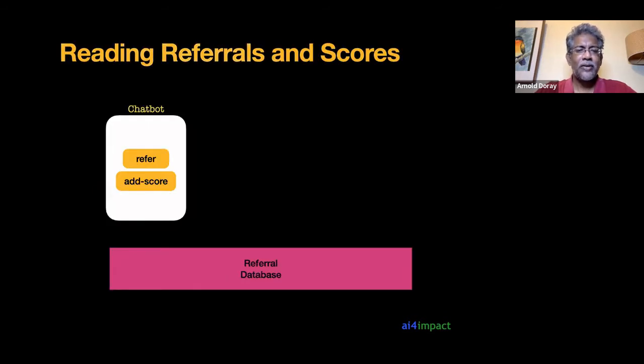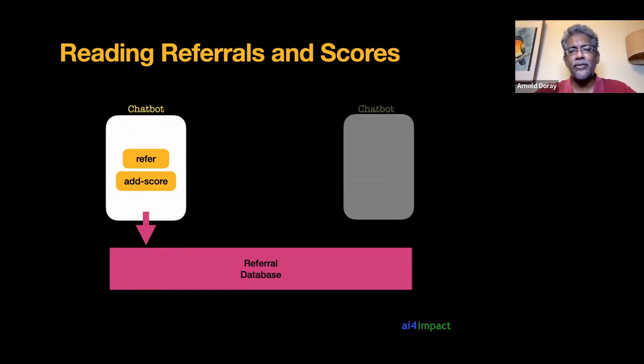So now you've seen how to create the referral and how to add the score using the words refer and add score. Both these words are basically writing to the referral database. But you also want to read from the referral database. And the way to do that, there are three words that we can use.